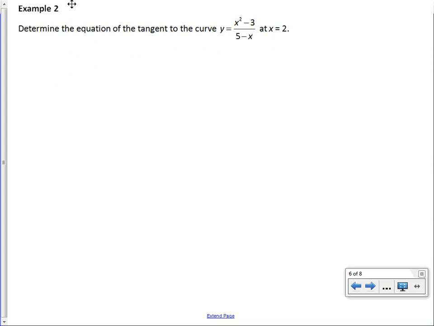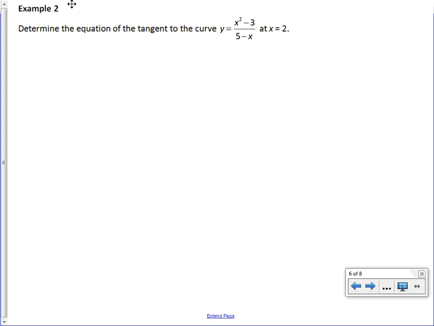Okay. Determine the equation. So here again, now that we know how to use quotient rule, you can do it to solve problems like this. Determine the equation of the tangent to the curve y equals x squared minus 3 all over 5 minus x at x equals 2. Do you guys get that we're now applying our knowledge of derivatives to quotients? And you don't have to go through the rigmarole of doing the product rule anymore, unless you really like that method. Now you can just go to town with quotient rule.